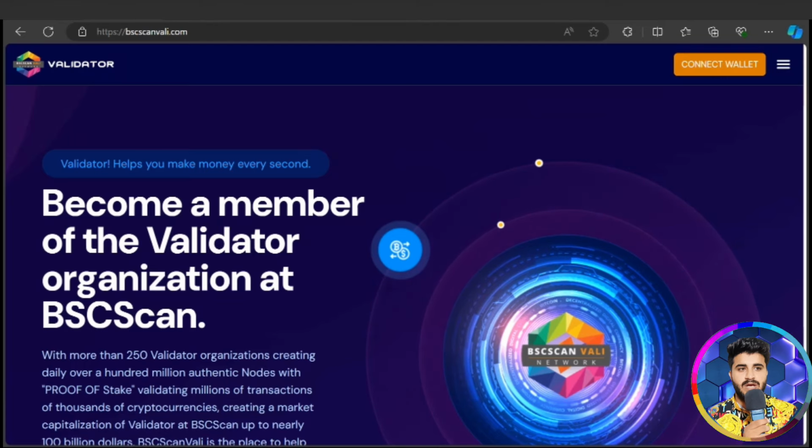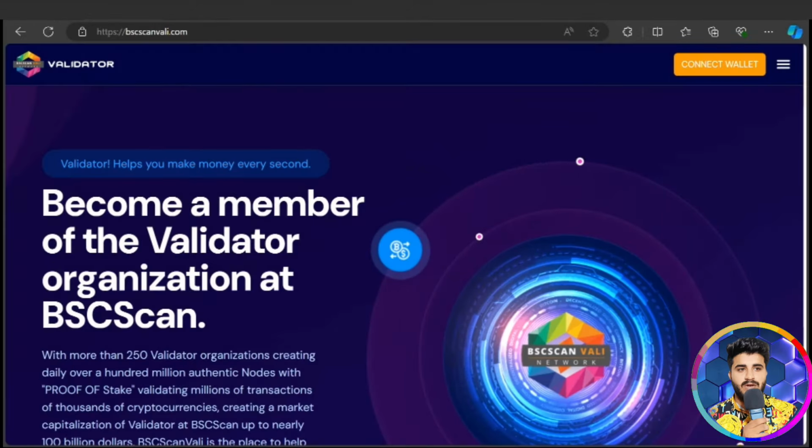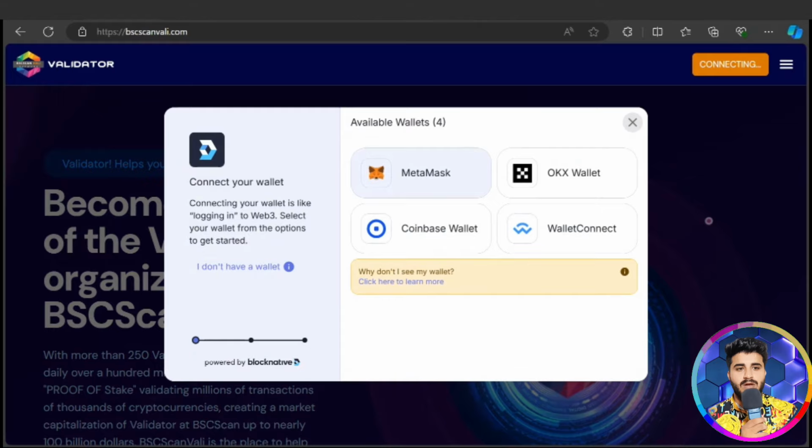First of all, how you can connect your wallet. Here is my dashboard, investment, affiliate program. You can contact support 24/7, and you can connect your wallet: MetaMask, OKX, Coinbase Wallet, and WalletConnect also.